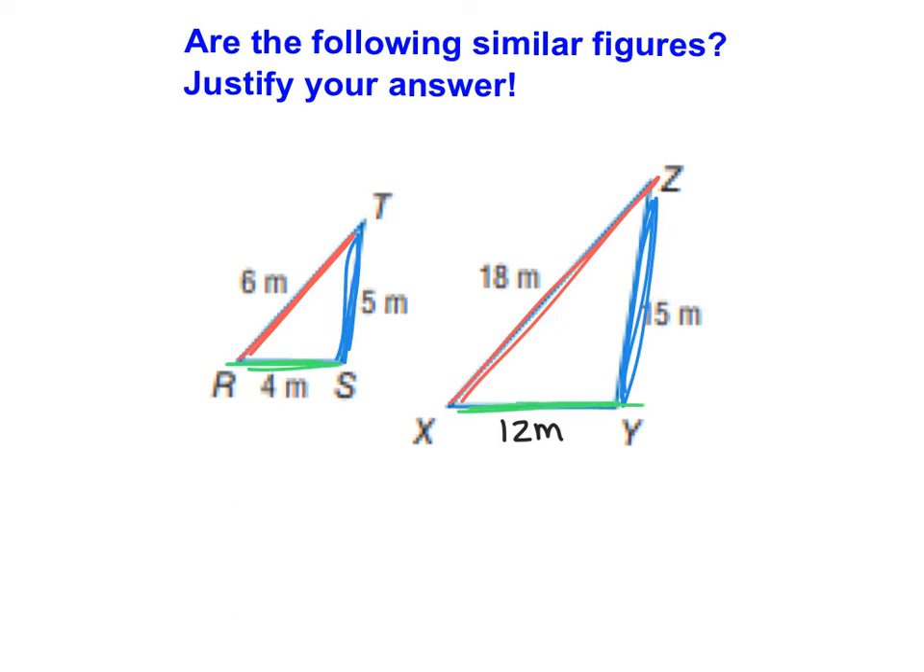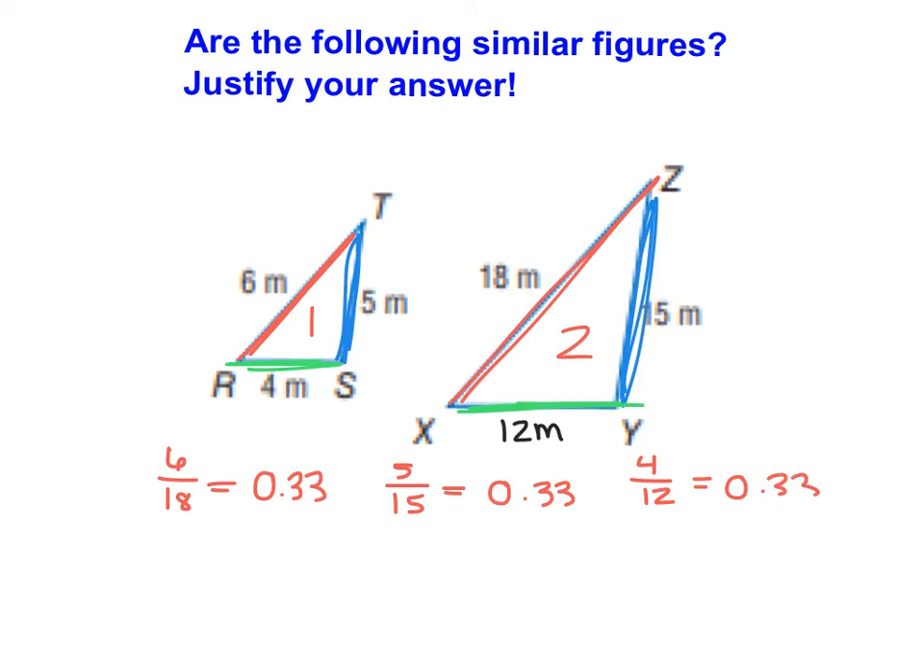Now that we have those paired up, let's write our ratios for these, and then we can calculate the values of our ratios. So we have triangle 1 over triangle 2, so we have 6 over 18, then 5 over 15 and 4 over 12. If I take 6 over 18 in my calculator and divide that out, I get 0.33. 5 over 15, I get 0.33. And 4 over 12, I get 0.33.